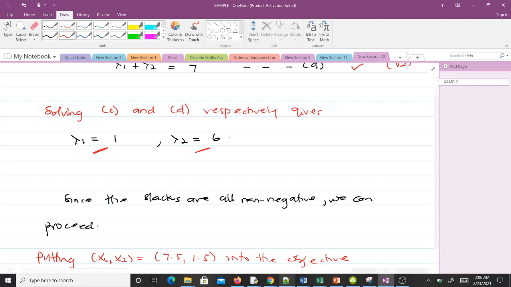And our slacks, s1 was 0 and s2 was 0, because that was what we chose at the start. So since our slacks are all non-negative, we can proceed. That means that the solution we are having is feasible.